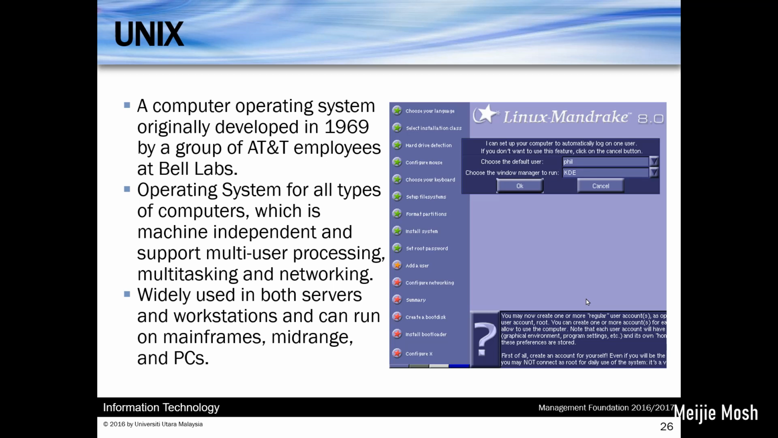The next type of operating system is Unix. Unix is a computer operating system originally developed in the year 1969 by a group of AT&T employees at Bell Labs. So it is a type of operating system that is used for all types of computers, which is machine independent and supports multi-user processing. Okay, that means many users can access one machine.